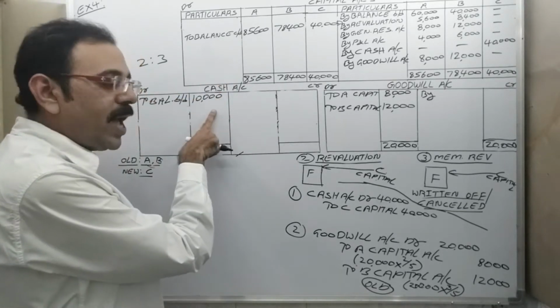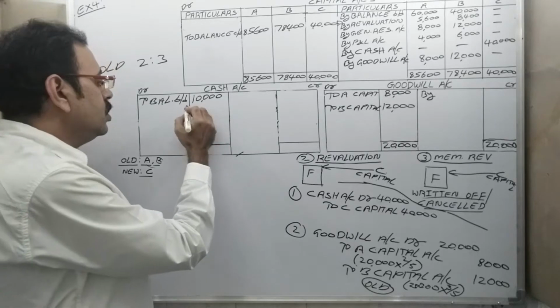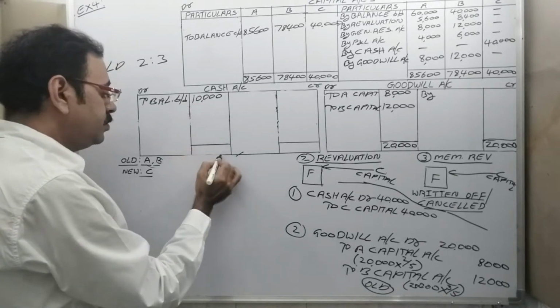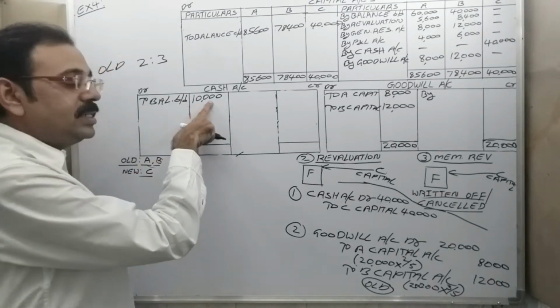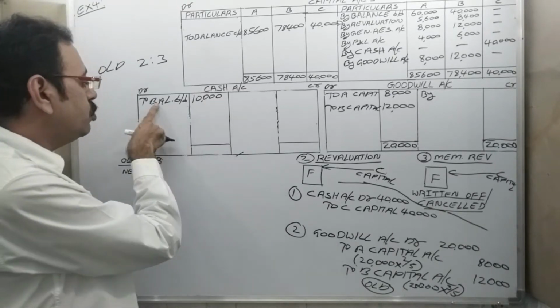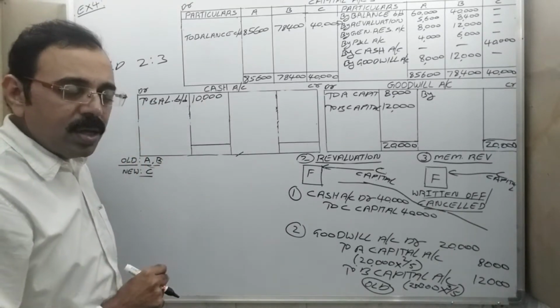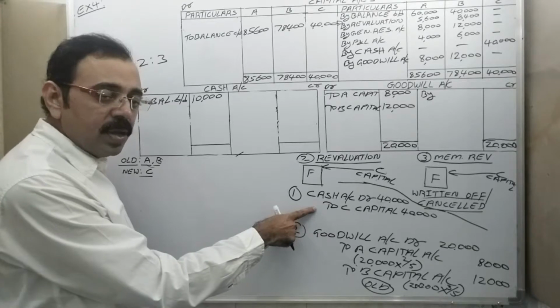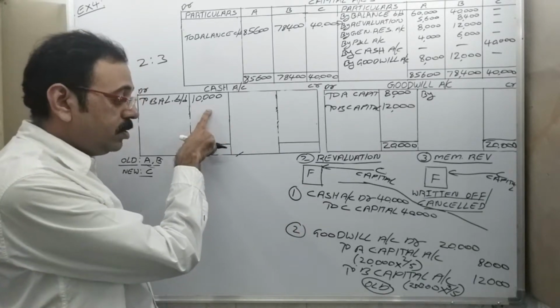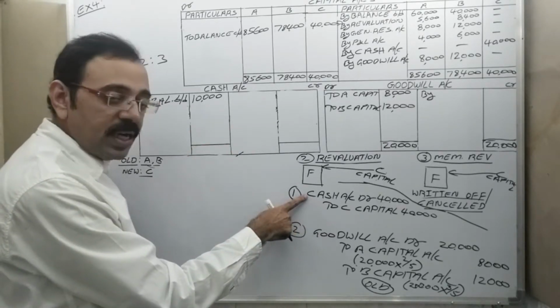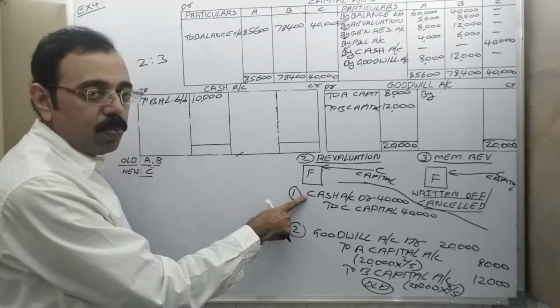Then come to cash account. From old balance sheet, asset side amount 10,000. First we should bring in debit side. This is common. Now come to first entry. Cash account we are preparing. In first journal entry, cash is in debit. Therefore, debit side we should post.